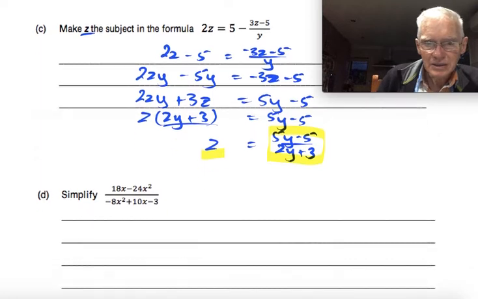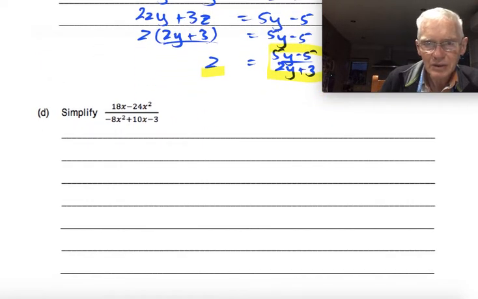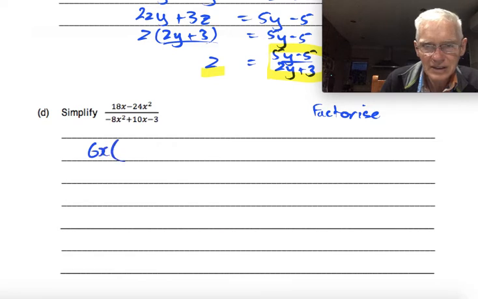The next one, we have to simplify. One of the rules before simplifying is to factorize. So we have to factorize the top and the bottom. I can see that 6 is a common factor in x. So I'm going to do the top line, numerator. I could take 6x out of the numerator. That leaves me 3 minus 4x.